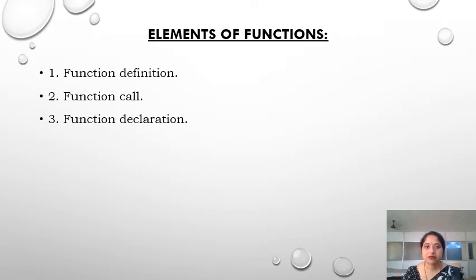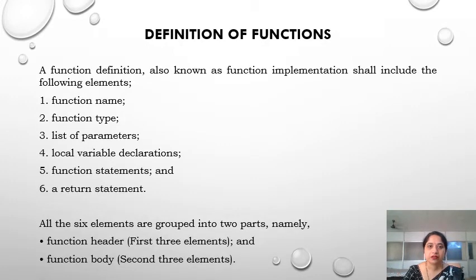So which are the elements of a function? The function elements are, the first one is the function definition. The second is function call and the third is the function declaration. The definition of the function. The first element itself has 6 sub-elements. Function definition is also known as function implementation. It will include the elements like function name, function type, list of parameters, the local variable declaration, function statements and a return statement.